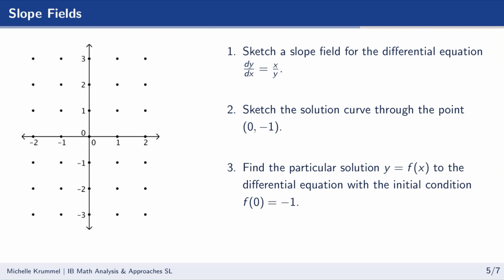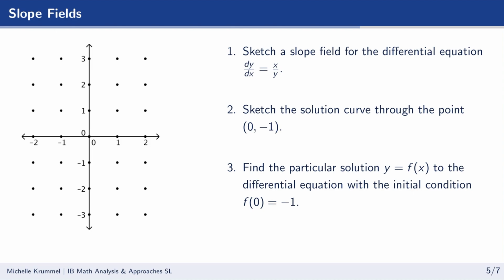Okay, for our last example here, we've got multiple parts, but the first thing we're going to do is sketch the slope field for the differential equation dy dx equals x over y. So this is not autonomous. We're going to need to consider both the x and y coordinate to produce our slope field. I do like to start by thinking about where the slope is going to equal 0. It is a fraction, the slope or the derivative, and that's going to equal 0 when the numerator is equal to 0.